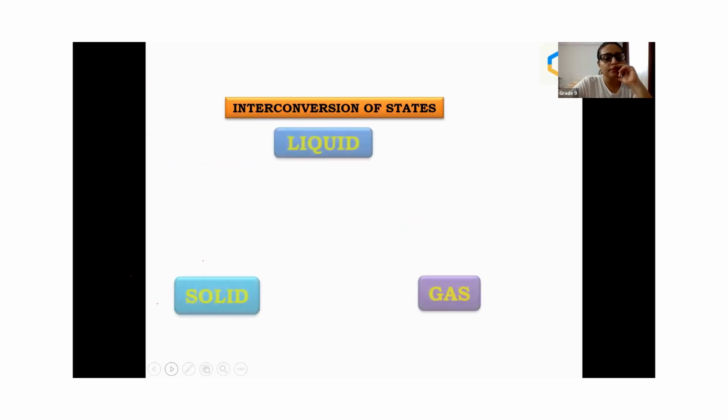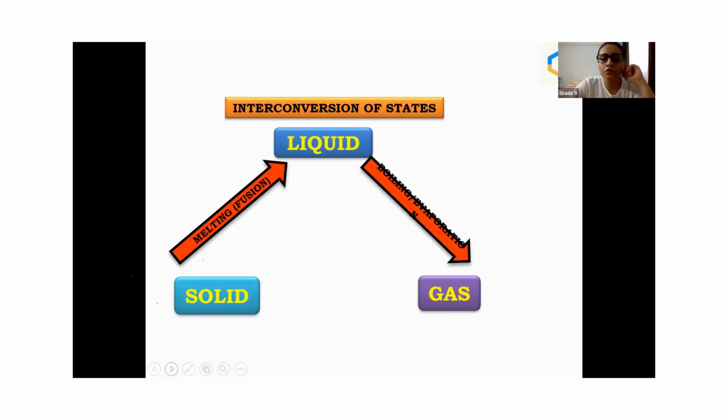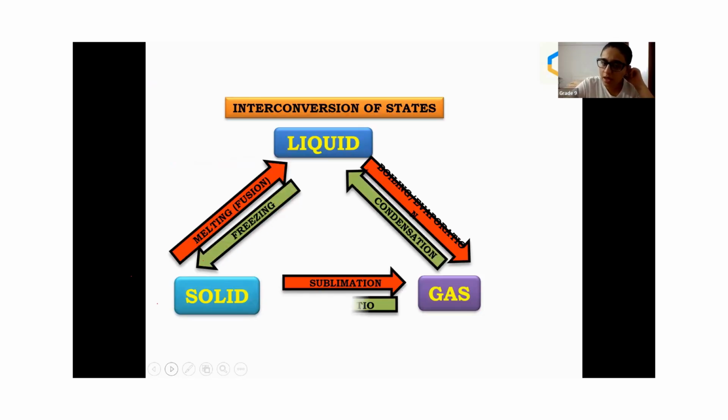Interconversion of states. So these are the states: solid, liquid, gas. We are already aware of it. Now, this diagram, students, is important. Questions can come from this diagram. Okay, so one by one we will see.